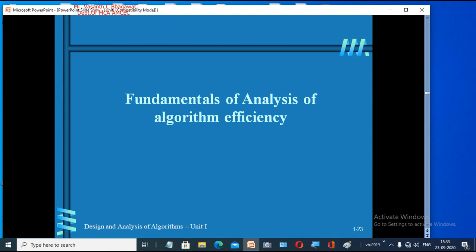In the next class, we will go into the actual fundamentals of the analysis of our algorithm. When you say that your algorithm is efficient, on what basis are you going to tell your algorithm's efficiency? So we look into the analysis of algorithm efficiency. That means we will try to understand what time complexity is and how it is defined. These things we will be discussing in our next class, which is very important.